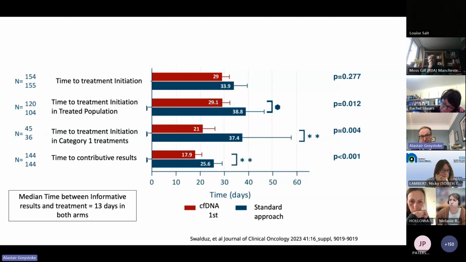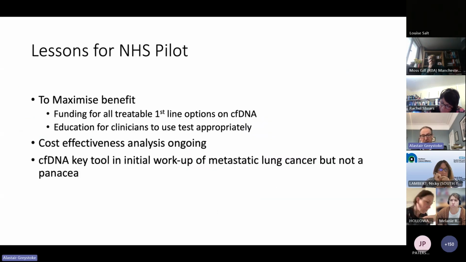So that's a lesson for us from the French as to how we need to do this going forward. We need to have funding for all our treatments for the first line on ctDNA, and we need to educate our clinicians that actually, if you found a decent profile, it's very valid to use that test to get your patient on treatment. And the cost effectiveness analysis is ongoing to work out which is best for the NHS in terms of, should we be going plasma first? Should we be going complementary? Should we be going sequential?